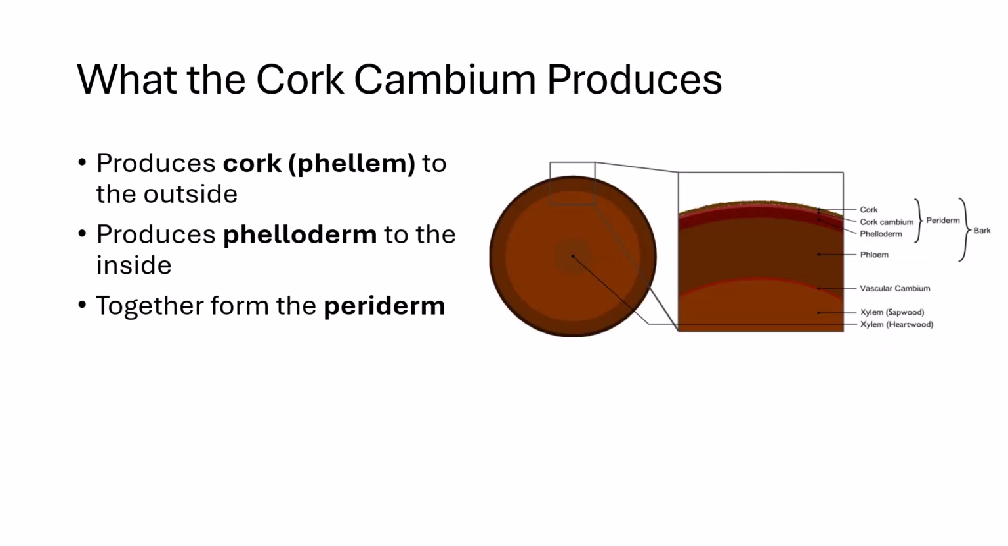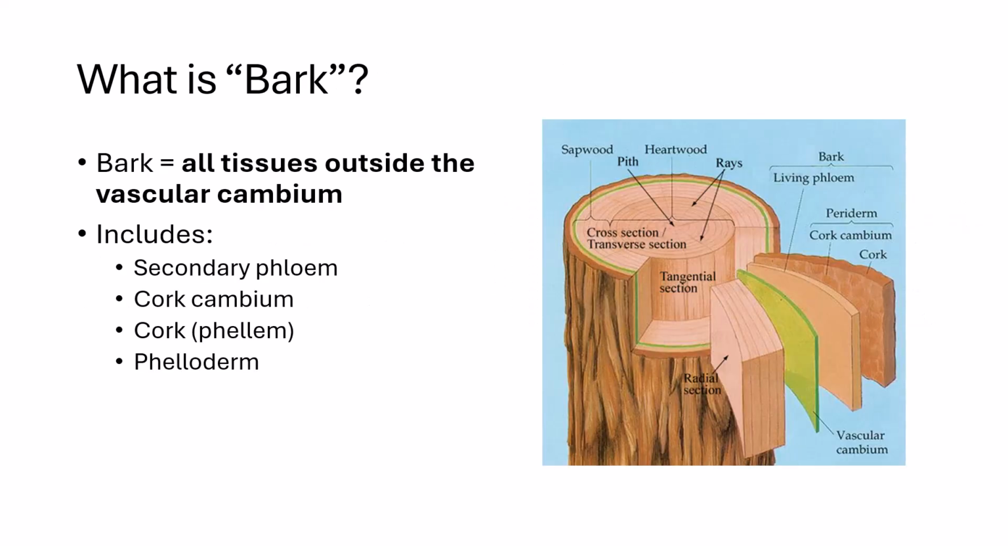The cork cambium makes the plant's protective outer covering. It produces cork cells to the outside and phelloderm to the inside. Along with the cork cambium itself, these tissues make up the periderm, which replaces the epidermis and woody parts of the plant. In everyday language, we call the outside of a tree bark, but botanically, bark has a specific meaning and includes all the tissues outside the vascular cambium, not just the cork you see on the surface. So bark is actually a combination of several different tissues.